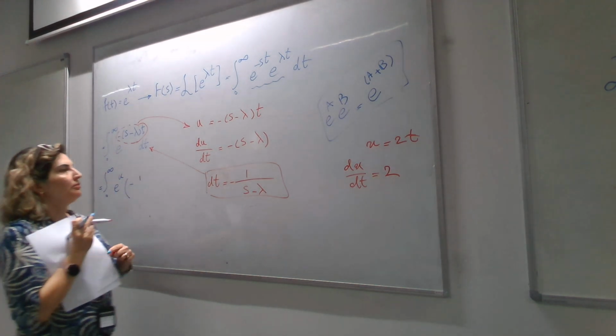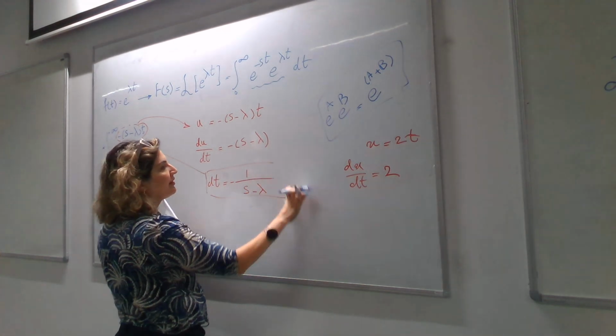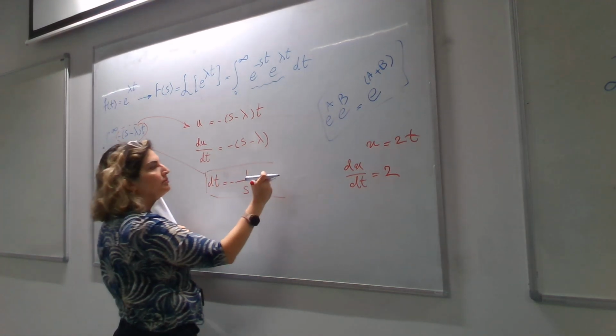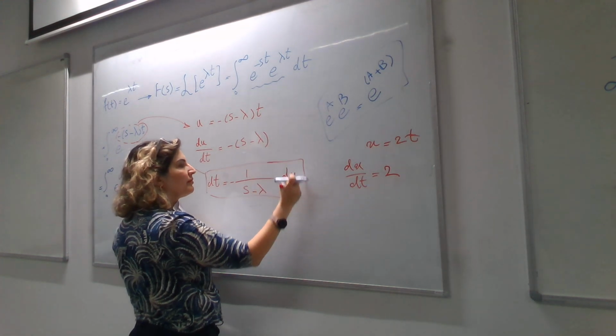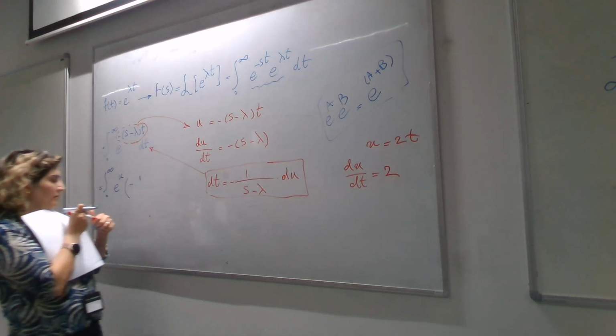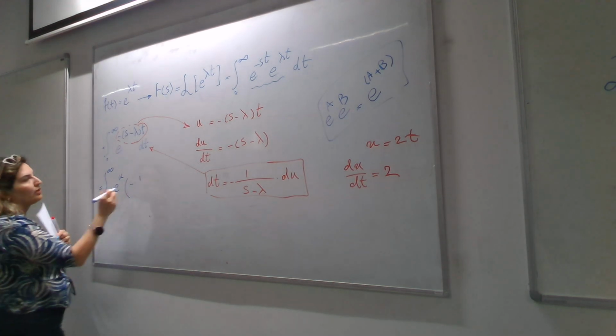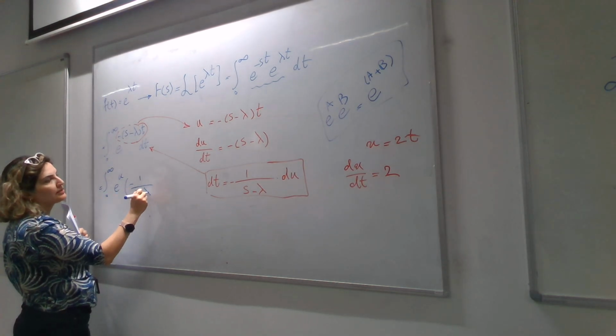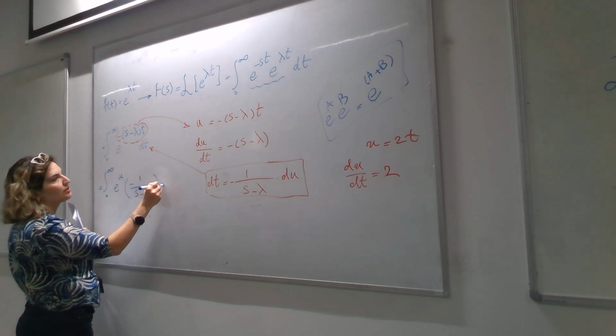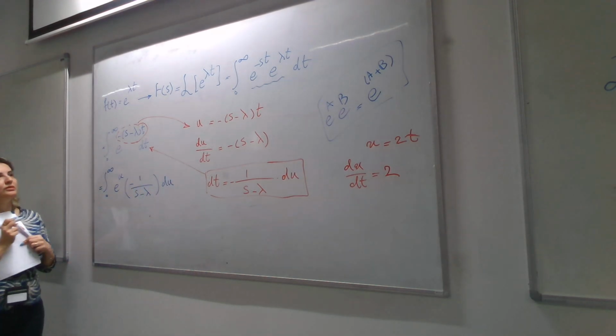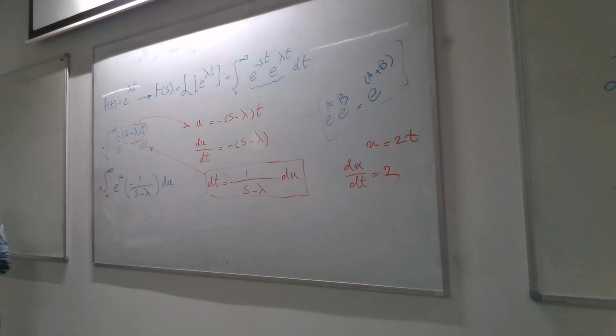I missed something here. Nobody noticed. What happened to my du? Okay. So I'm going to have s minus lambda multiplied in du. What is u right now? u is minus s minus lambda. Yeah.